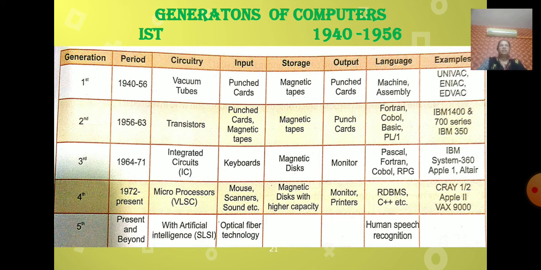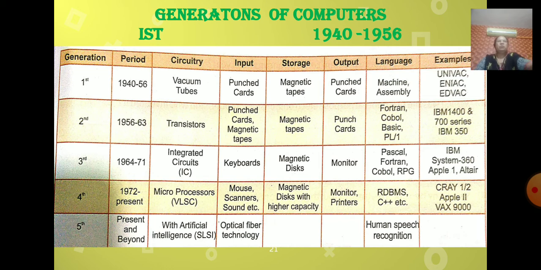The fifth generation computer is with artificial intelligence, that is ULSI, and the input is optical fiber technology. Optical fiber technology. And the language is human speech recognition. So the fifth generation is totally based on artificial intelligence, that is AI. These computers have the capability of logical thinking like humans.